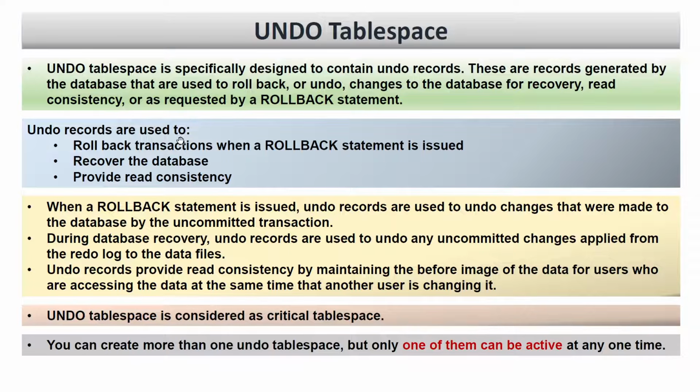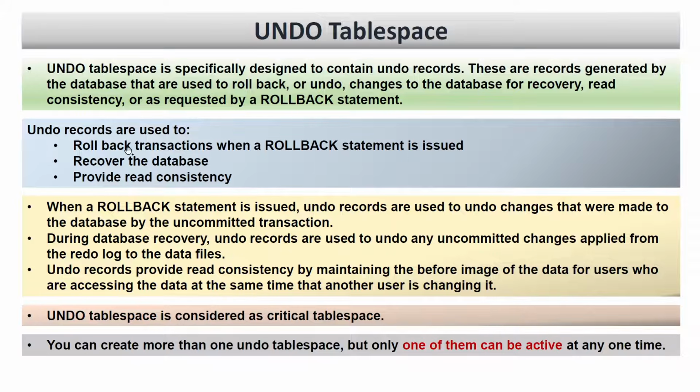Undo records are used to roll back transactions when a rollback statement is issued, recover the database, and provide read consistency. Remember, it is also used for flashback options, which I have not mentioned here. It is also used for flashback query, when you need to see what the table data was at a particular point in time. You can use flashback query, etc. So that is also used, but I have not mentioned it here.